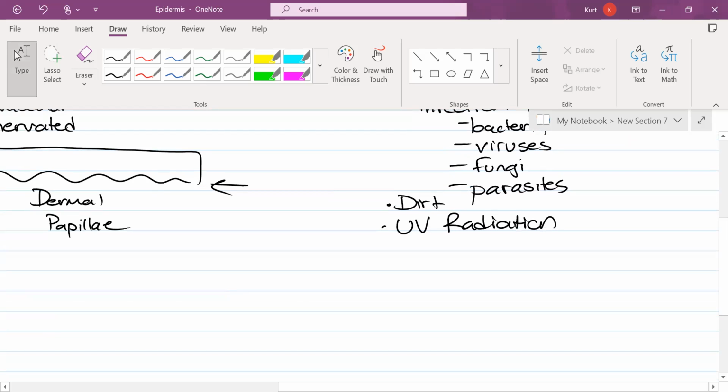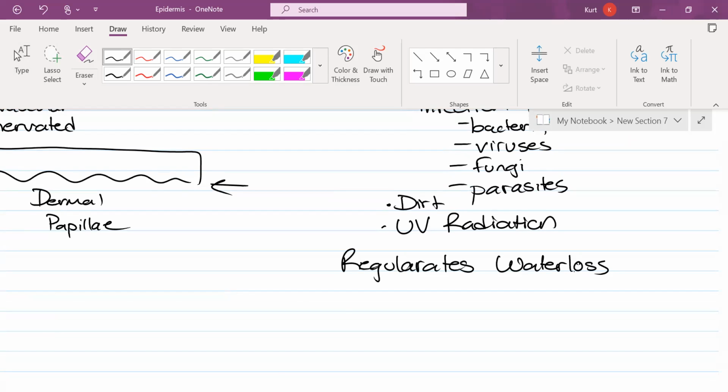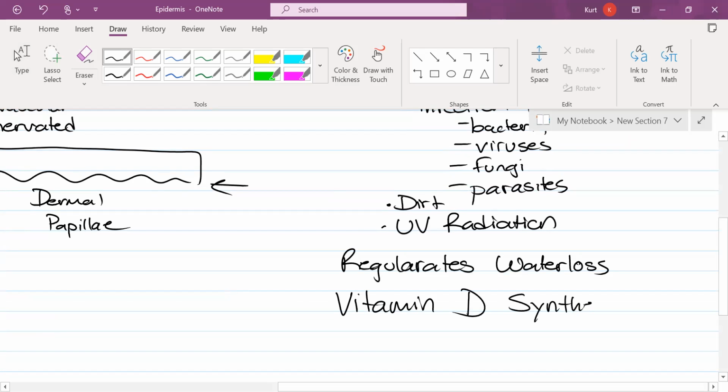Noah? Regulates water loss. Noah, is your skin waterproof? Yes. Have you ever gone swimming before? Did you come out of the pool with gallons and gallons of water in your tissues? No, because your skin is waterproof. And then the third one, Jackie, can you tell me what it was? Vitamin D synthesis. Now, I talked a lot about this one. That's why we didn't finish. I want to go over this again with you guys.